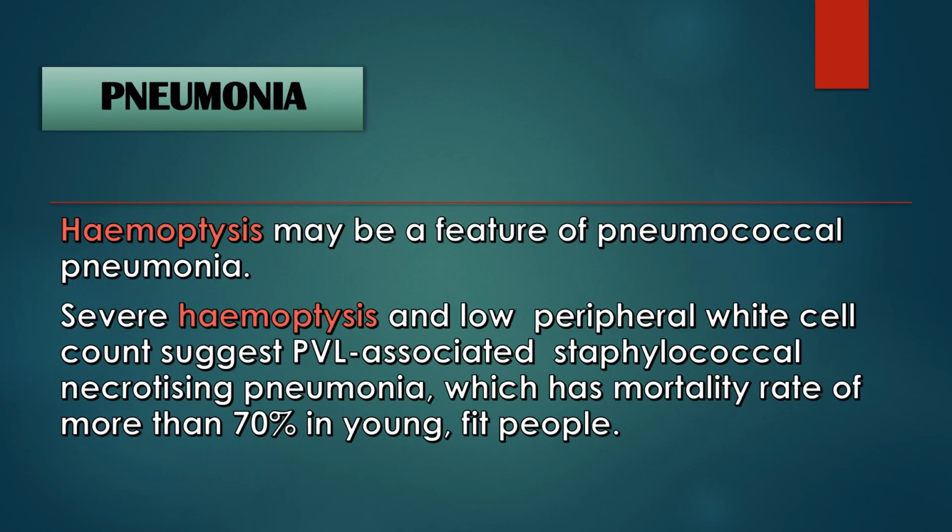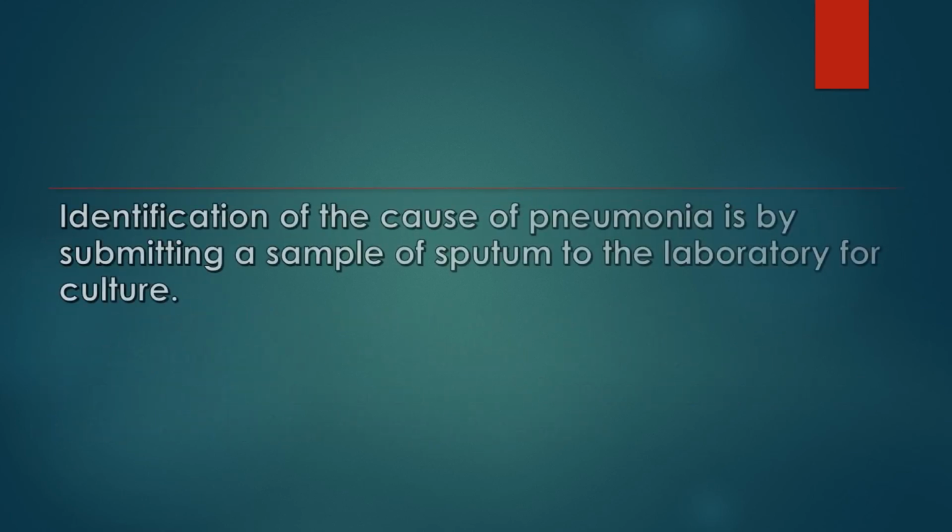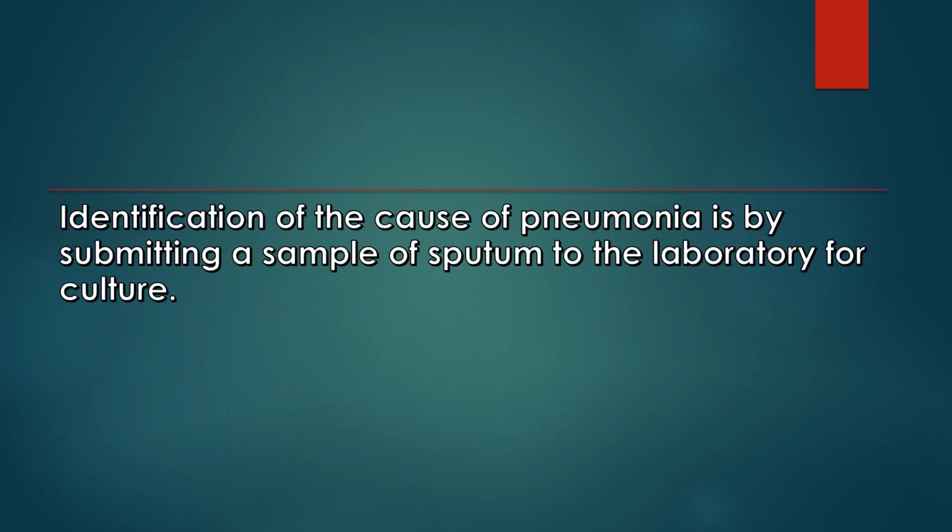Pneumonia. Hemoptysis may be a feature of pneumococcal pneumonia. Severe hemoptysis and low peripheral white cell count suggest PVL or Panton-Valentine leukocidin-associated staphylococcal necrotizing pneumonia, which has a mortality rate of more than 70% in young, fit people. Identification of the cause of pneumonia is by submitting a sample of sputum to the laboratory for culture.